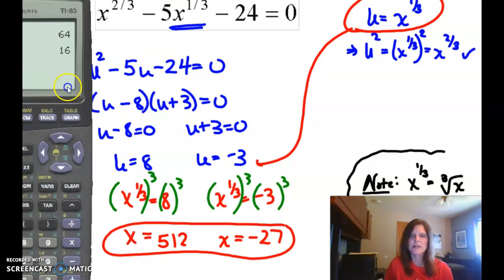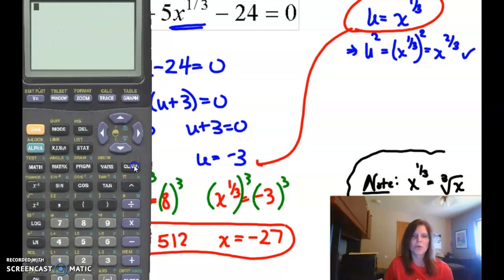And what was it? x to the 2/3. Okay. So let's take this 512, and I'm going to raise it to the 2/3 power. We've talked about before that if you're going to raise it to an exponent that's not just a number, you need to put that in parentheses. So parentheses 2 divided by 3, 2/3, okay, minus 5 times whatever x is. This time I'm using the 512, raised to, again, parentheses, 1 divided by 3. And then finally minus 24. Okay, and it equals 0. And I could check the negative 27 exactly the same way.